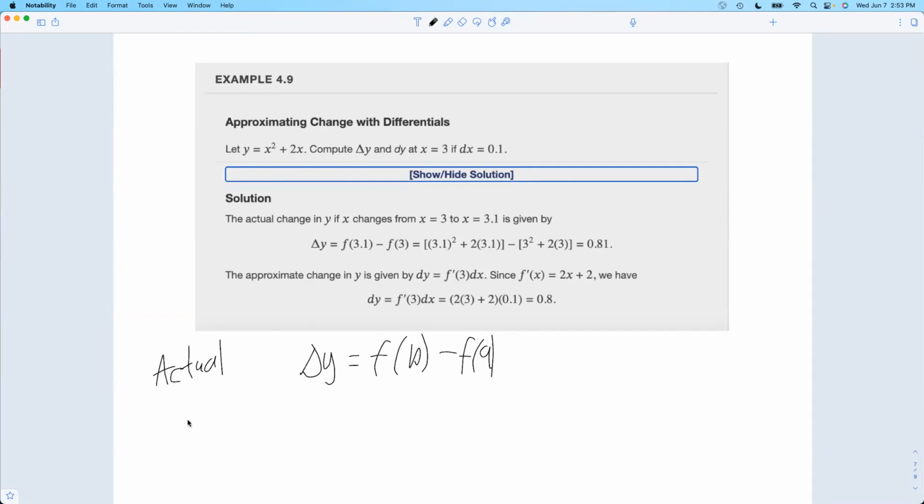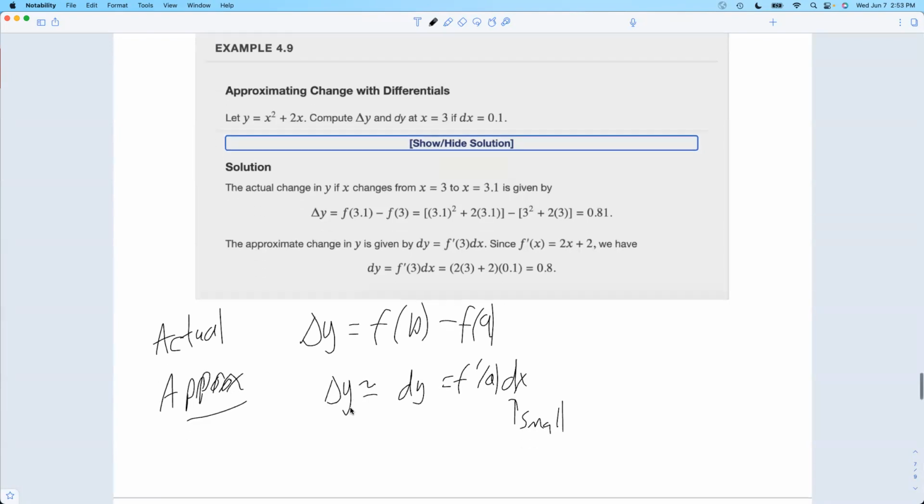What we're saying is we're going to take the approximation and say delta y is approximately dy, which is f prime at our starting point times some dx, and we plug in a small number here. That'll give us this value, and we'll use that to estimate our change in y.